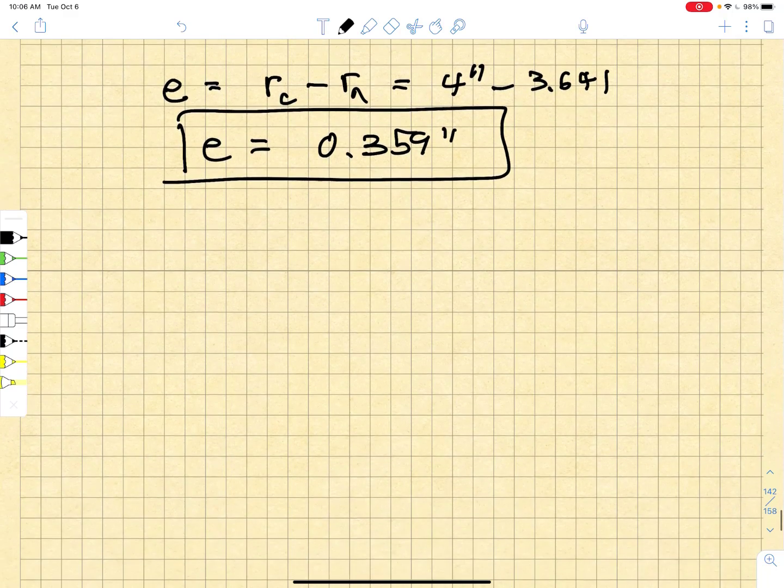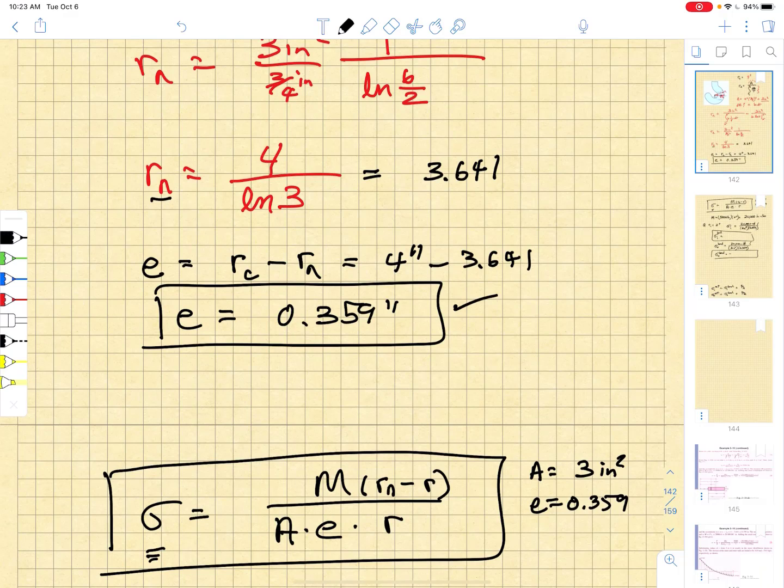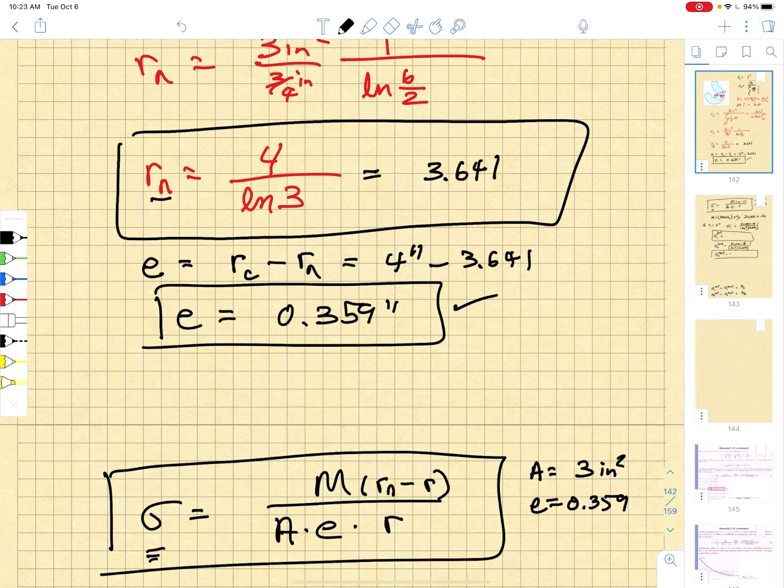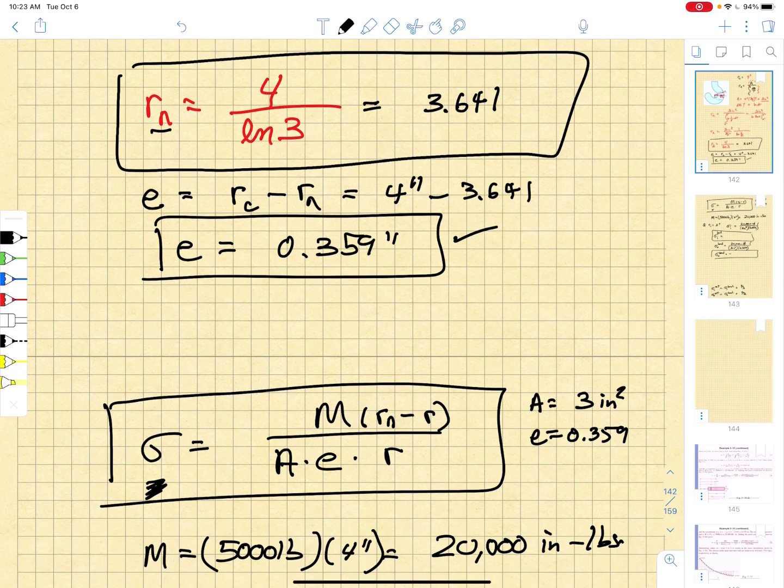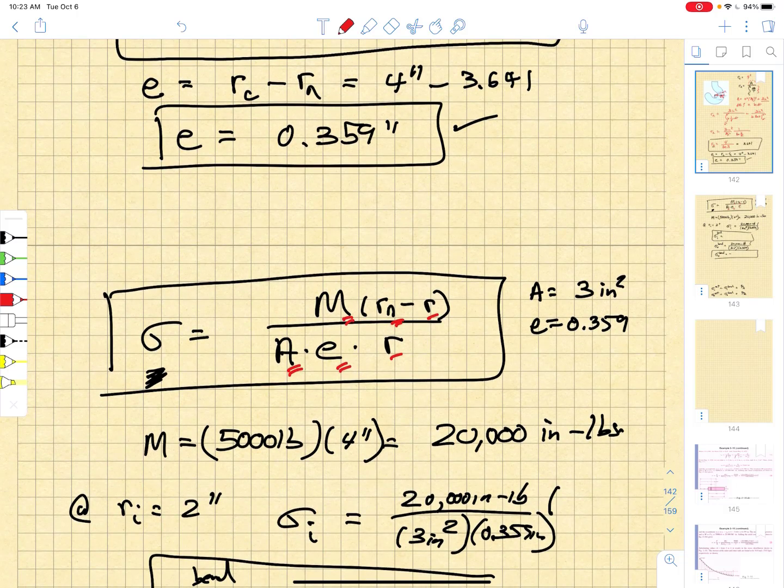Now I have to find my moment. Now that we have the eccentricity and the neutral axis location, we can go back to our formula for stress in terms of the moment, the neutral axis location, and any radial location we want, given the moment, the cross-sectional area, the eccentricity, and the location of the neutral axis. We find the moment by moving the force, which is applied to the centroid. The force applied vertically downward passes through the center of curvature, so if we move it over to the centroid, which is 4 inches away from the center of curvature, we get a 20,000 inch-pound moment.